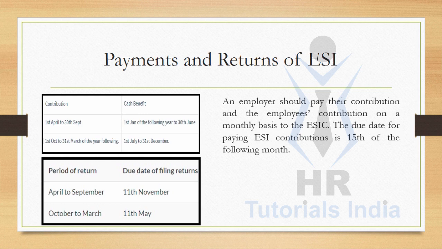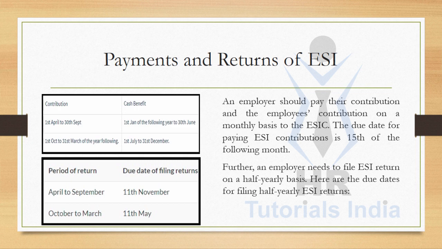An employer should pay their contribution and the employee's contribution on a monthly basis to the ESI. The due date for paying the ESI contribution is the 15th of the following month, which means an employer should pay both the contribution of the employee and the employer together on a monthly basis to the ESI department. Further, an employer needs to file ESI returns on a half-yearly basis. Let us understand the contribution and benefits and then the filing of returns.